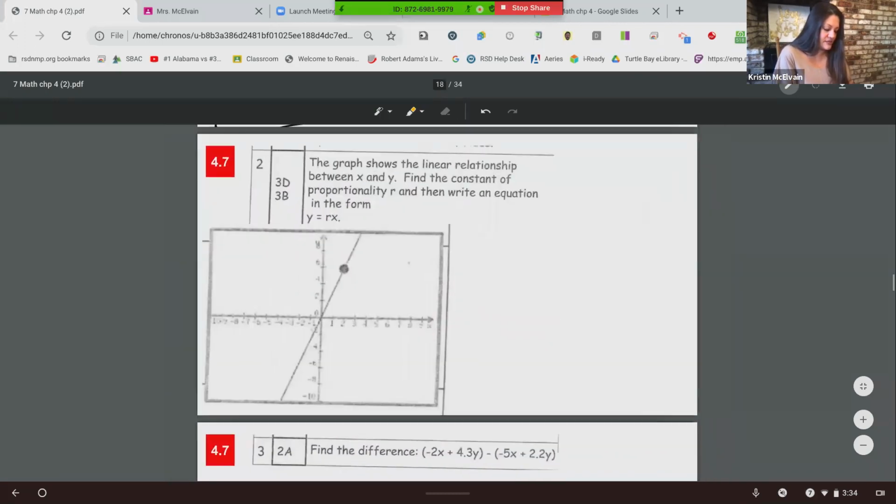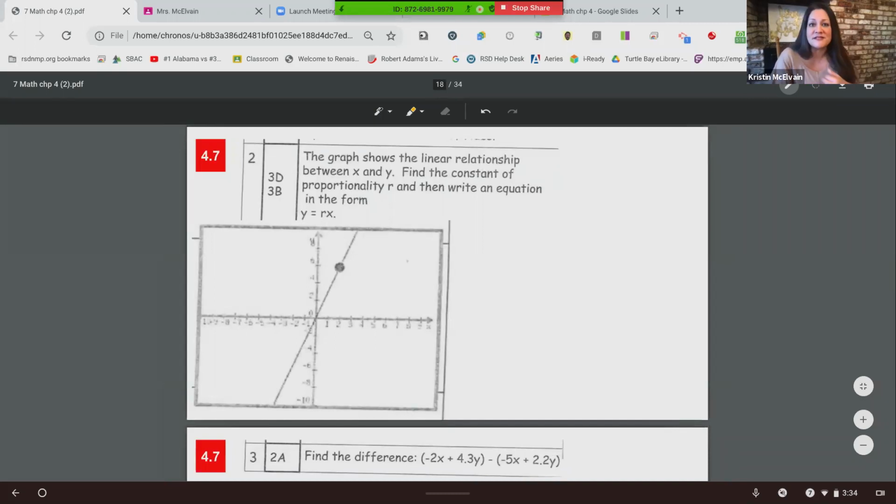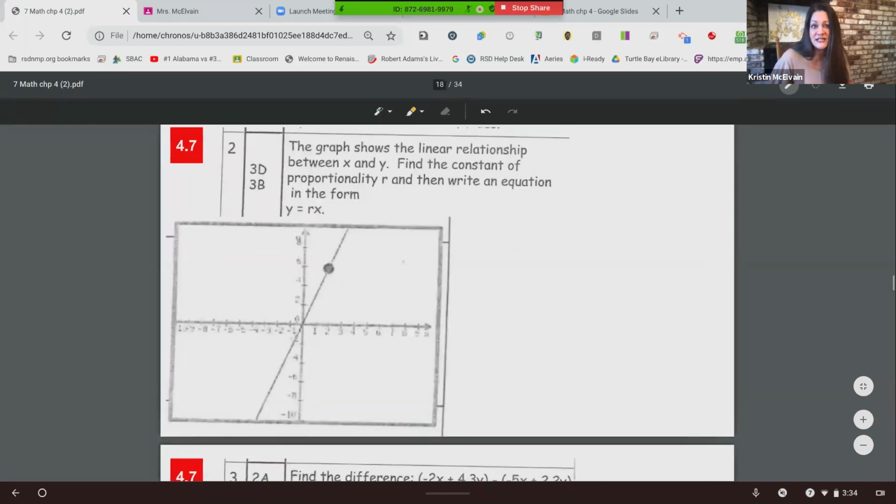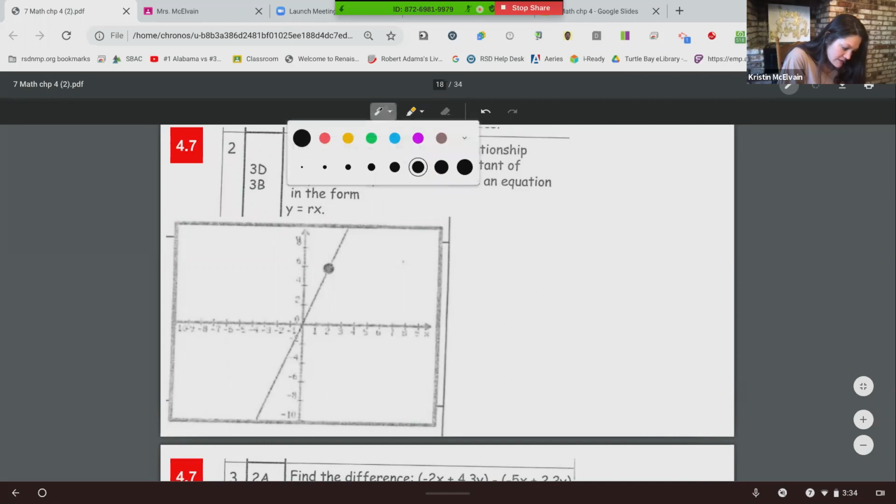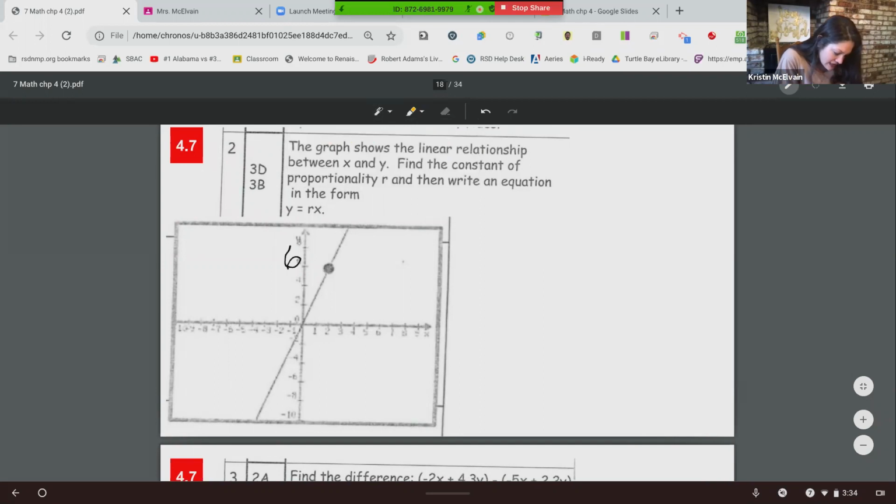Number 2. So number 2, whew, that graph is so hard to read. Hair in my mouth, sorry. All right, so I tried to enlarge it so we can see. And this is for slope again. So let's see if I can write these a little better. So right here, this is 6, and it lines up with 2. Okay, and you'll see that it actually goes through the origin right there.